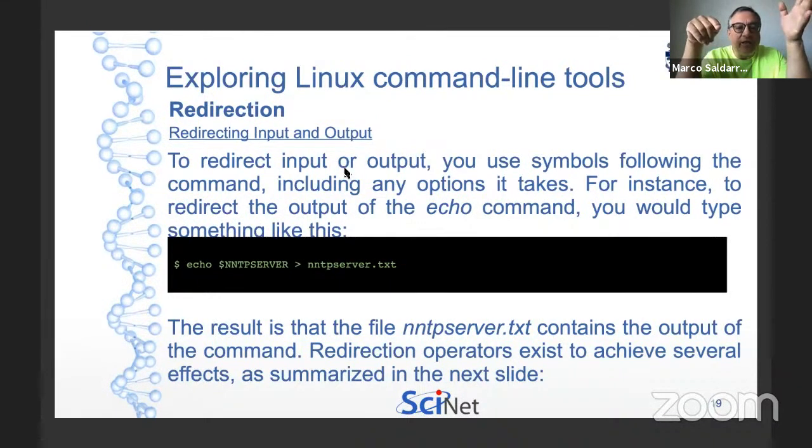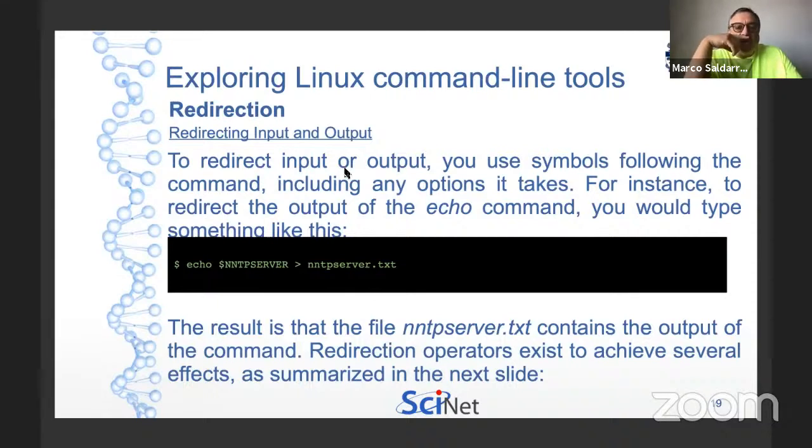$NNTPSERVER. The $ is for expanding the value of an environment variable. So NNTPSERVER is a variable, and the $ basically gives the value of that variable. If you do just echo $NNTPSERVER, it's going to display the value of the variable on the screen. But let's say you don't want to see that value on the screen, you just want to keep it in a file. So you redirect the standard output to a file.